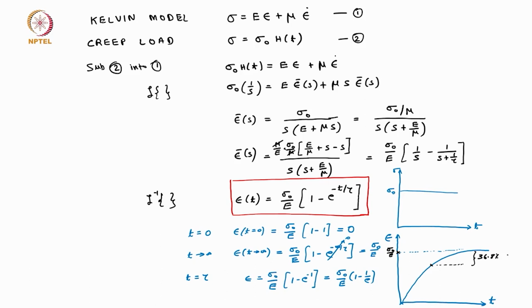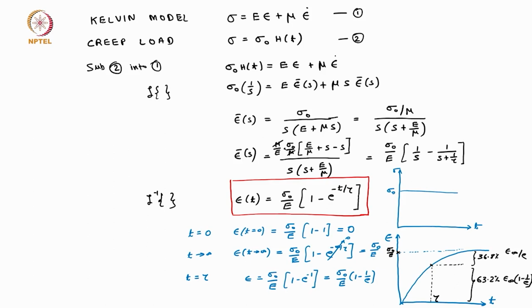So, the corresponding time is nothing but the relaxation time tau. So, this 36.8% is the strain at infinite time divided by e, and what is left out is this 63.2%, which is epsilon infinity times 1 minus 1 by e.